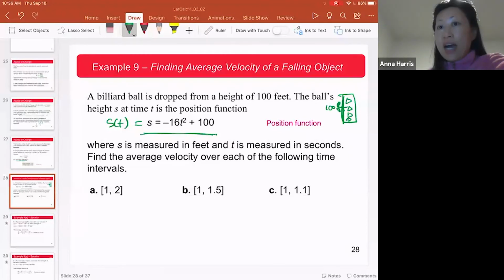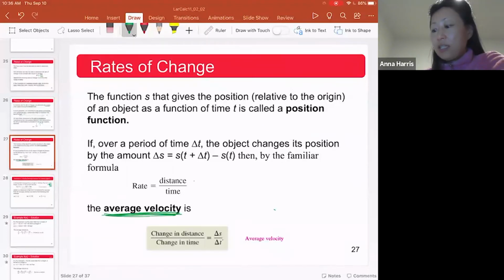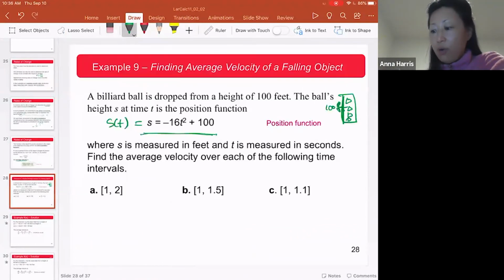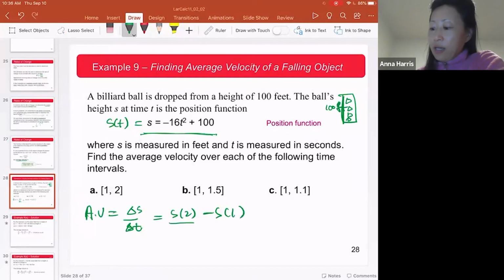So according to this function, change in distance and change in time give you average velocity. So I can do this problem. I need to find average velocity, which is what? Change in distance divided by change in time. So I'm going to do S of 2 minus S of 1, everything divided by 2 minus 1. I'm doing interval A right now.